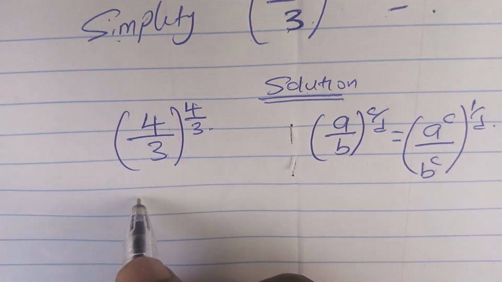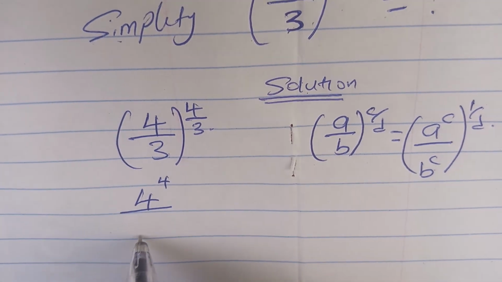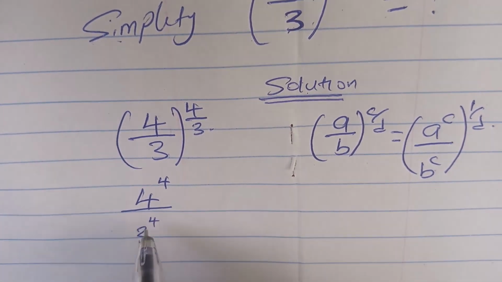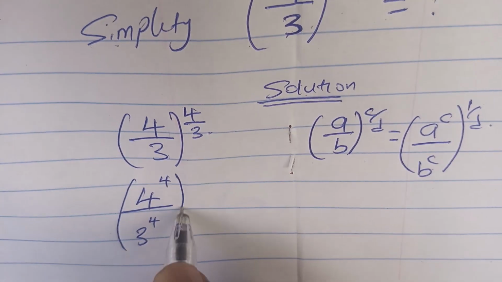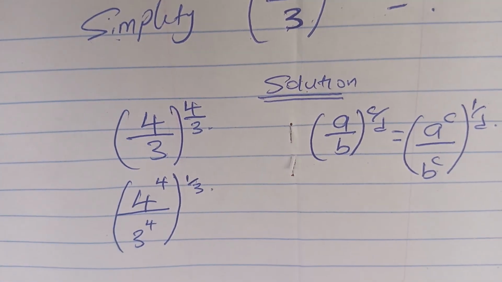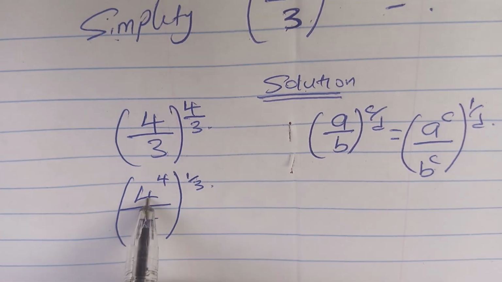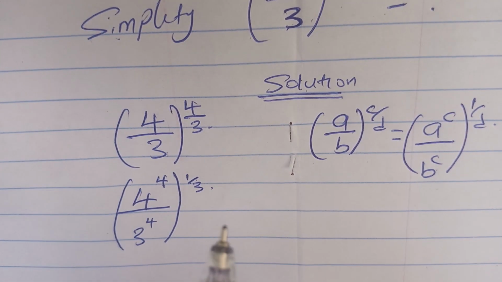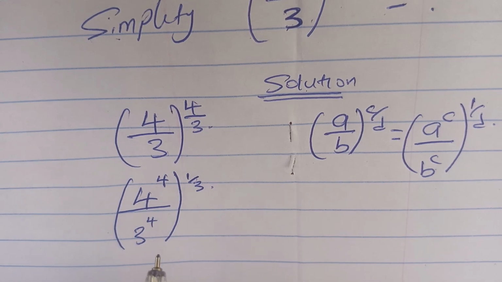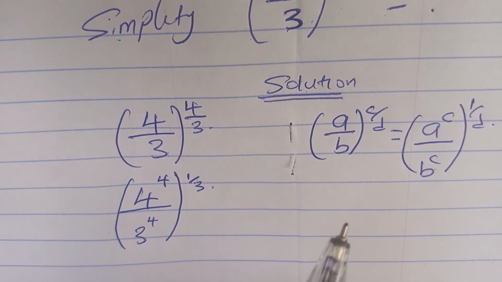We simply have this to be 4 to the power of 4 over 3 to the power of 4, all to the power of 1 over 3. Since we've done this, 4 to the power of 4 is the same as 4 times 4 times 4 times 4, and 4 times 4 gives us 16, and 16 times 4 gives us 64, and 64 times 4 gives us 256.